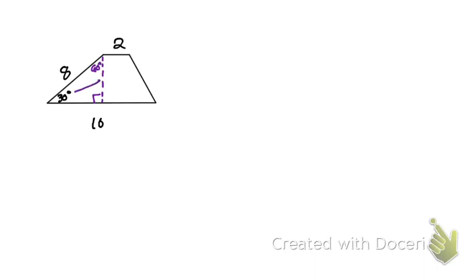The side opposite your 30 degrees is going to be your S side. The one opposite your 90 degrees is going to be your 2S. Well, that means 2S equals 8. So what does S equal? 4. So what's my height? 4. So it's just half of 4 times 2 plus 10.